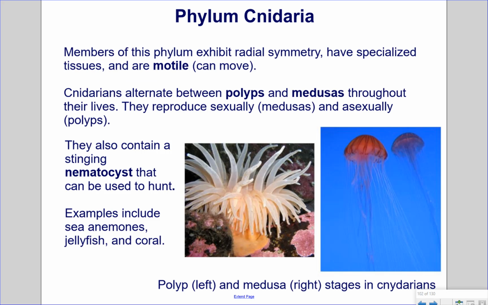Phylum Cnidaria. Members of this phylum exhibit radial symmetry, have specialized tissues, and are motile, meaning that they can move. Cnidarians alternate between polyps and medusas throughout their lives. They reproduce sexually as medusas and asexually as polyps. They also contain stinging nematocysts that can be used to hunt. Examples include sea anemones, jellyfish, and coral. Polyps are pictured on the left, and medusas are pictured on the right.